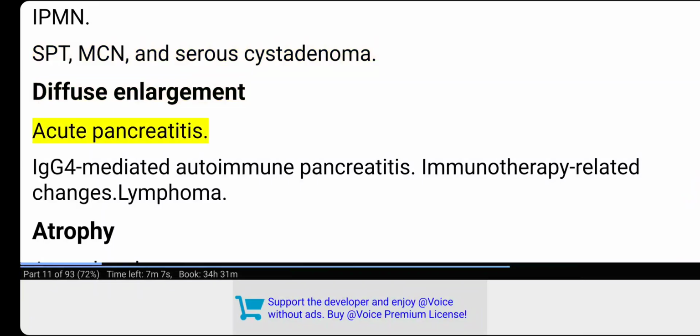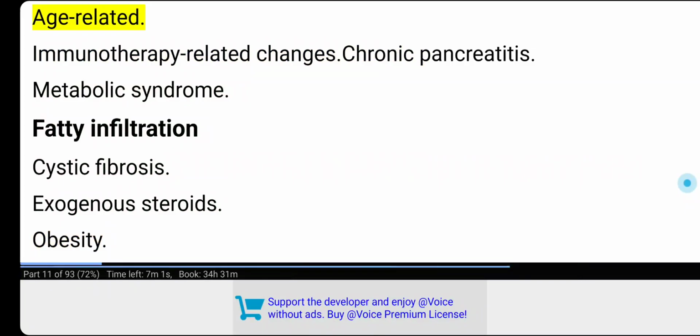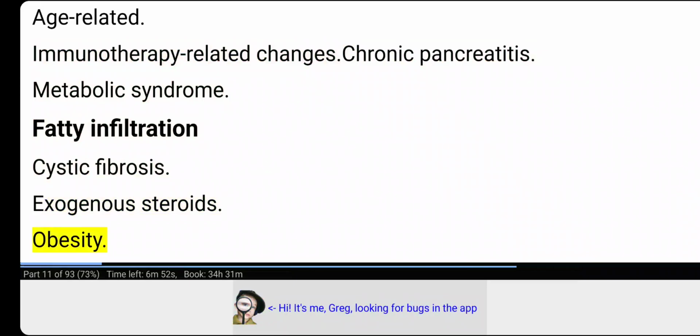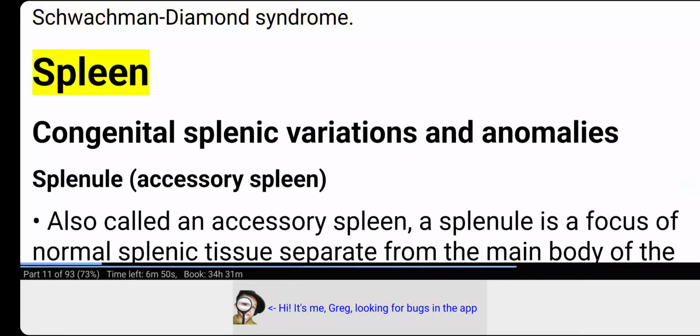Diffuse enlargement: acute pancreatitis, IgG4-mediated autoimmune pancreatitis, immunotherapy-related changes, lymphoma. Atrophy: age-related, immunotherapy-related changes, chronic pancreatitis, metabolic syndrome. Fatty infiltration: cystic fibrosis, exogenous steroids, obesity, Shwachman-Diamond syndrome.